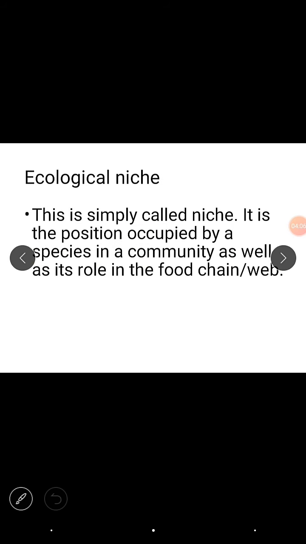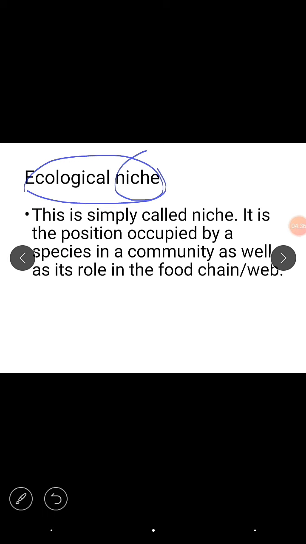So we come to ecological niche. When we talk about ecological niche, the key word here is just the niche. That is the particular position that an organism occupies in a community. This is different from habitat. Habitat could be a water body like the aquatic habitat, or the land habitat like the terrestrial habitat, or the arboreal like the habitat on trees and all that.